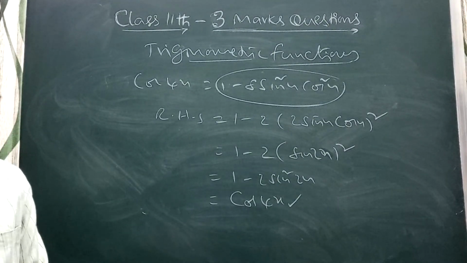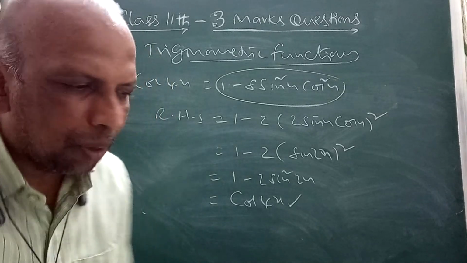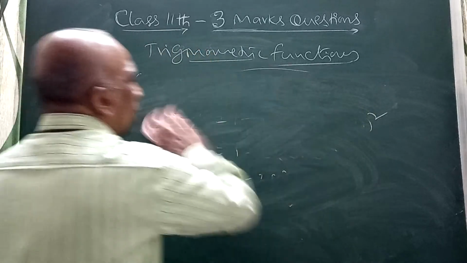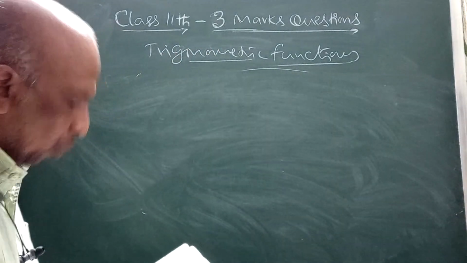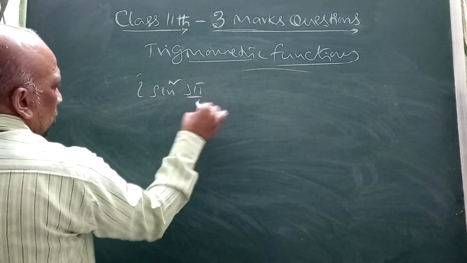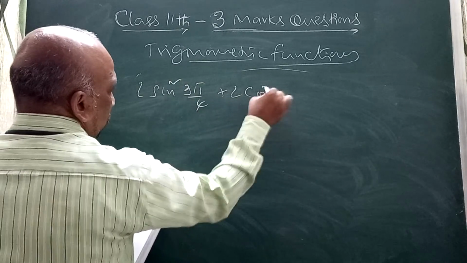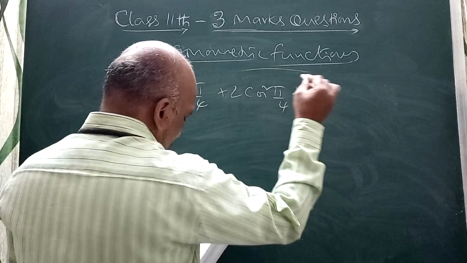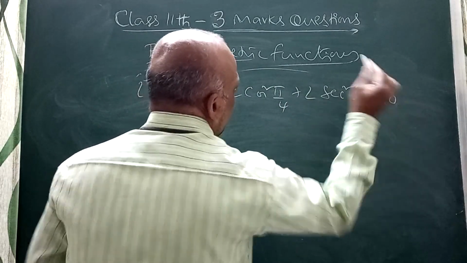Here is another one. Sometimes they will ask this; I will give the idea, you can solve these problems. To save time, I will just mark the questions and give a hint. What question may they ask here? 2 sin square 3 pi by 4 plus 2 cos square pi by 4 plus 2 sin square pi by 2 secant square pi by 3, which is equal to 10.